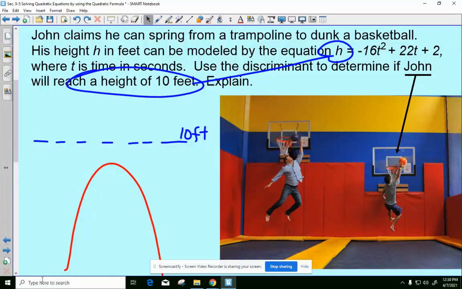So, better go to that next level hoop. You know what I'm talking about? That middle one, or maybe that kid one down at the bottom. You know what I'm talking about?